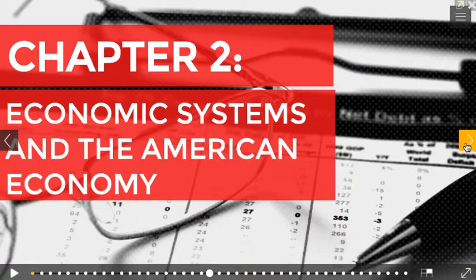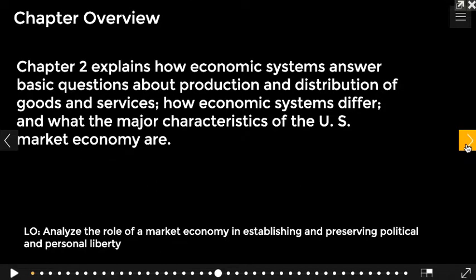Chapter 2, Economic Systems and the American Economy. Chapter 2 explains how economic systems answer basic questions about production and distribution of goods and services, how economic systems differ, and what the major characteristics of the U.S. market economy are.